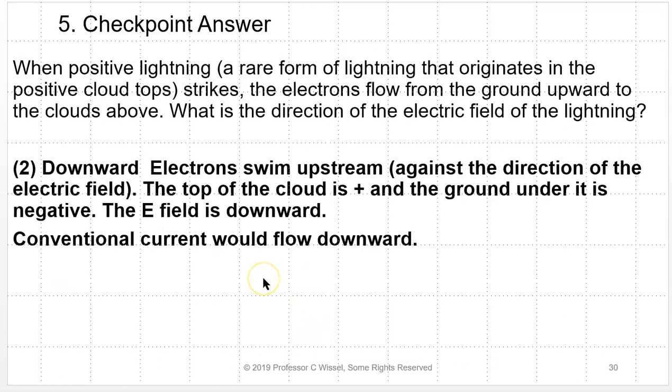Well, it is downward. Remember, electrons swim upstream against the direction of the electric field. So the top of the cloud is positive and the ground under it is negative. So it means the electric field is flowing from the positive charge to the ground, from the top down. The electric field is downward. The electrons are going to be moving opposite to that. They're going to swim upstream, so they're going to flow upward. They would be more attracted to the positive cloud tops, so they're going to flow toward the positive cloud tops, so it'll be upward. The conventional current would flow downward, just the opposite of the way the electrons flow. And the conventional current flows in the same direction as the electric field.